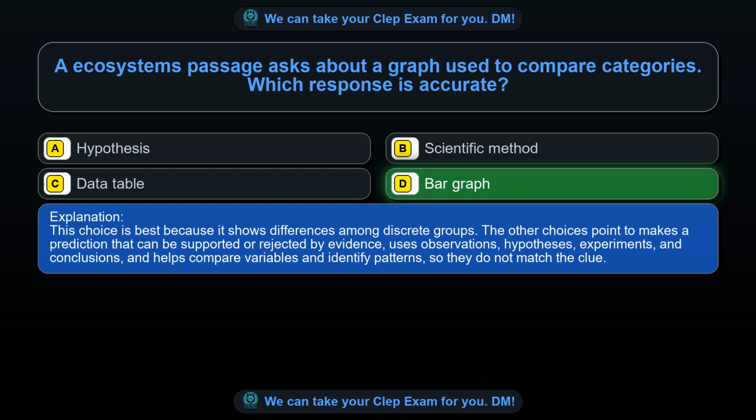This choice is best because it shows differences among discrete groups. The other choices point to makes a prediction that can be supported or rejected by evidence, uses observations, hypotheses, experiments, and conclusions, and helps compare variables and identify patterns, so they do not match the clue.